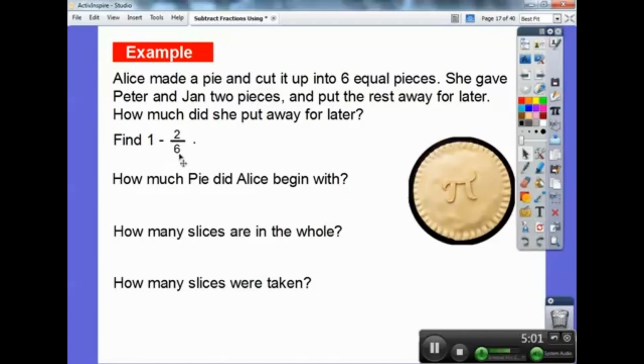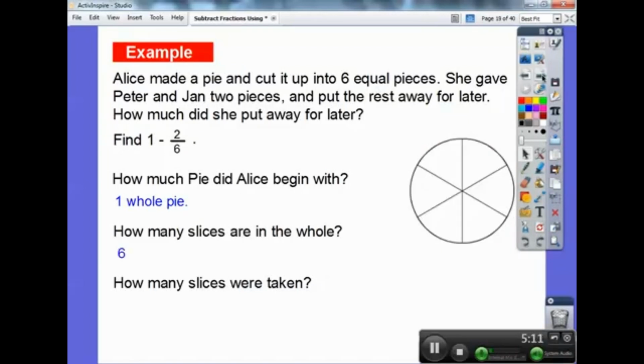So how much pie did Alice begin with? Well, she began with 1 whole pie. How many slices are in the whole pie? Remember, it says 6 equal pieces, so let's go ahead and slice that into 6 equal pieces right there. And then how many slices were taken? Well, there were 2 slices that were taken.